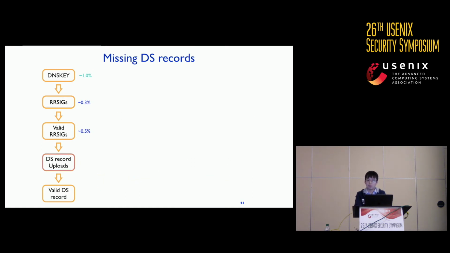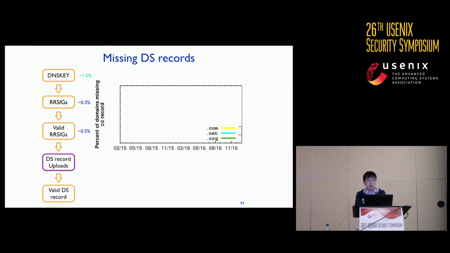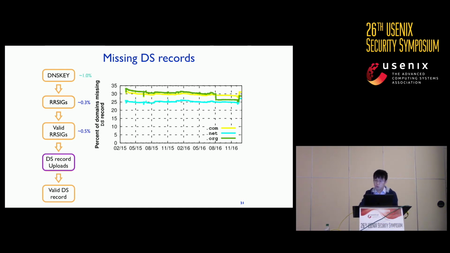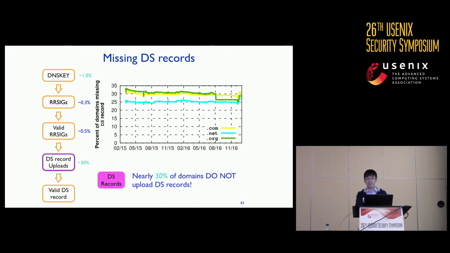Then how about the DS record? The y-axis now shows the percentage of domains missing the DS record. Surprisingly, 30% of domains with a DNSKEY do not upload a DS record. What this means is that clients cannot validate the chain of trust. Even though the domain tries to provide signatures and a DNSKEY, there is no chain leading back to the root. We'll see why this happens in just a few moments.